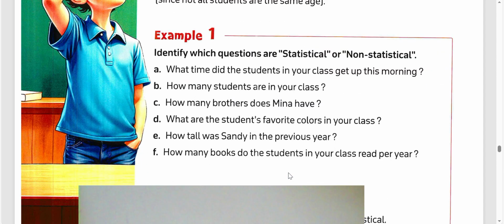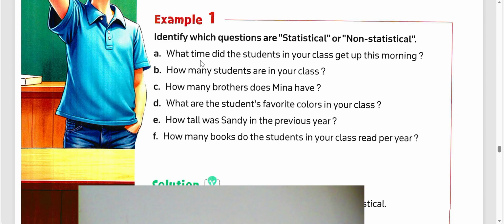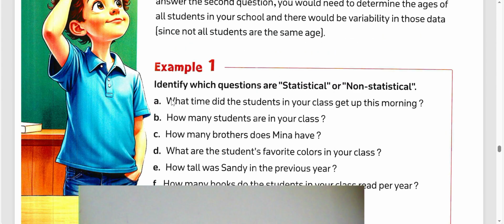Example number 1, statistical or non-statistical question. Number 1, letter A, look here. What time do the students in your class get up in the morning? It is a statistical question, because it asks about all the students, so we have different answers here. How many students are in your class? It will be a non-statistical question because we have exactly one answer.